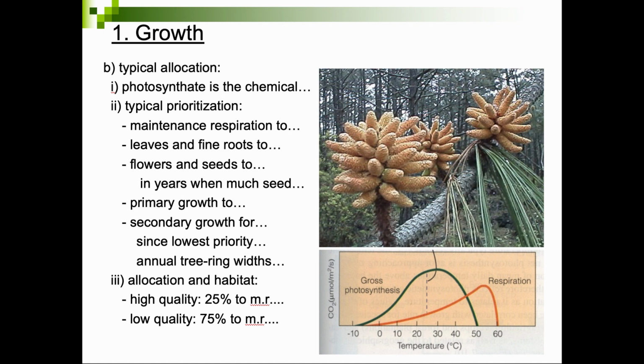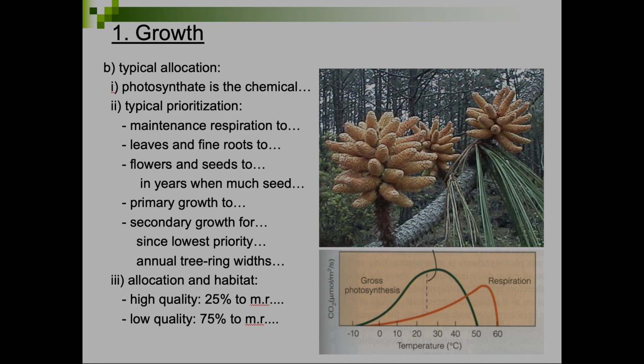Compared to that, a plant living in a low quality habitat might need 75% of its photosynthate for maintenance, just leaving 25% left for all these other things. So clearly, an individual that is stressed in a nutrient poor, light limited, and water limited habitat is not going to have a thick ring. So, yes, habitat does drive many of these interactions.